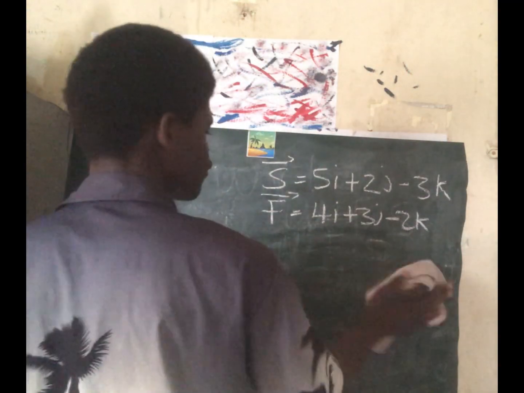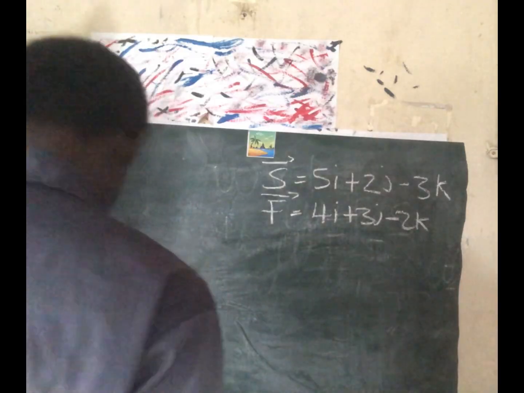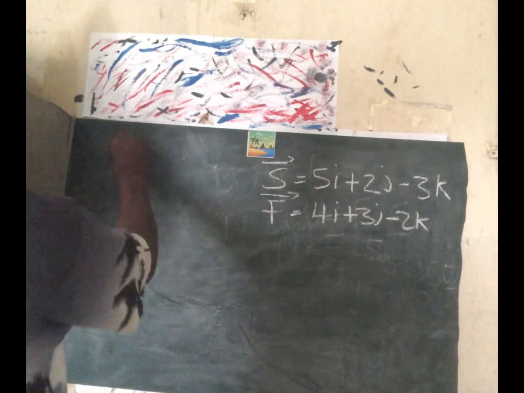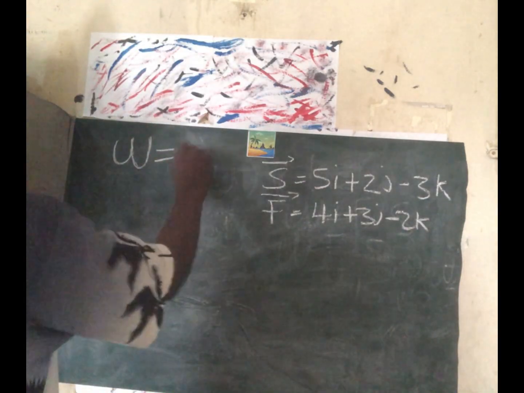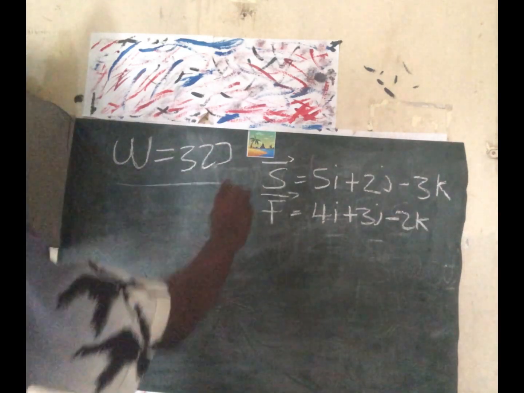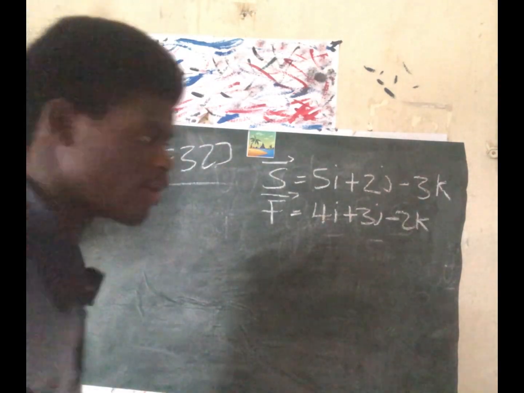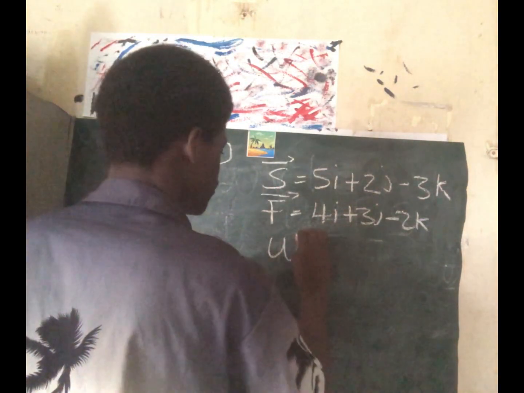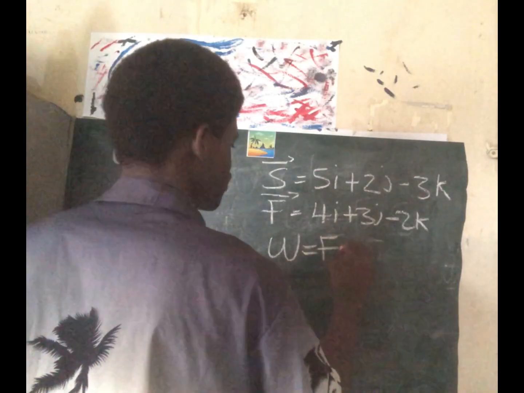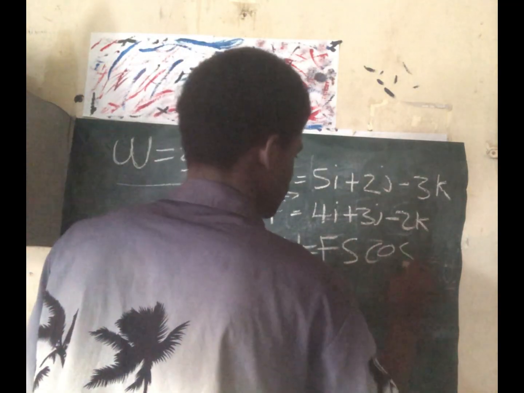So they said you should also find the angle between F and S. Now this is when we are going to need this formula. Our work done is 32 joule. So they said you should find the angle between F and S. So that's when you are going to use this formula: W is equal to F S cos theta.